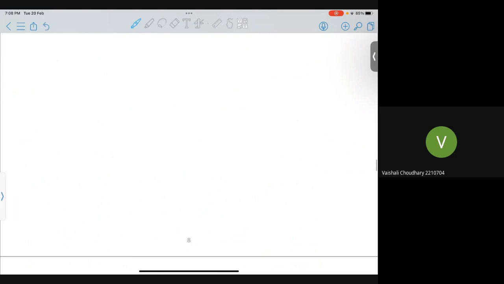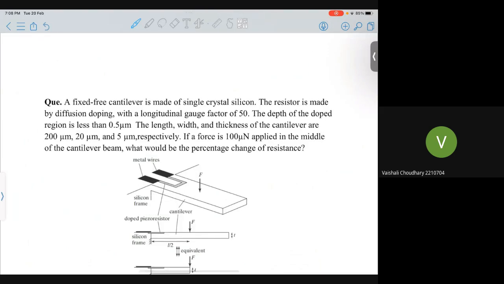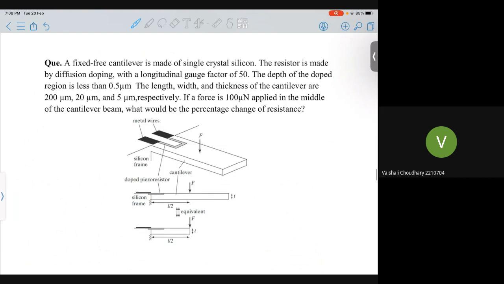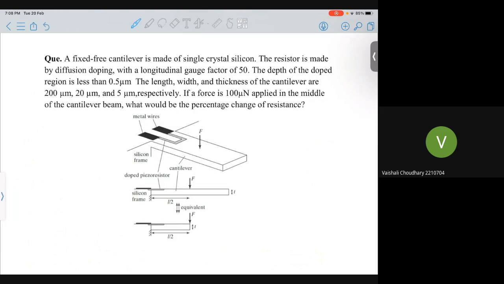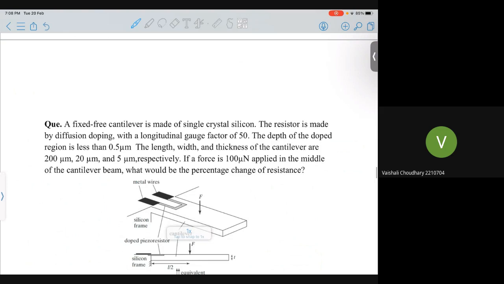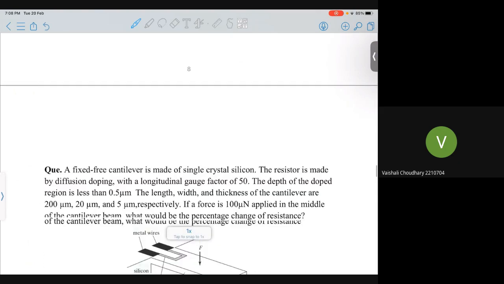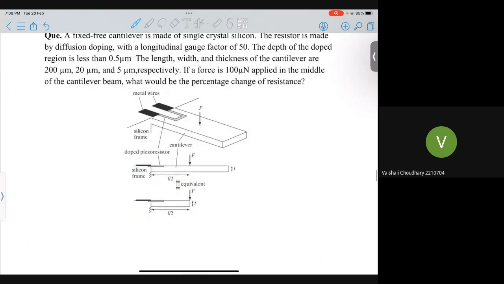Now we'll solve one similar problem. So the question is, a fixed-free cantilever beam is made of crystal silicon. The question is the same, but the difference is that in the previous question we applied a force in the longitudinal direction, but in this question we'll apply a force in the middle of the cantilever beam. So if we apply the same force in the middle of the cantilever beam, then what would be the percentage change of the resistance, right?